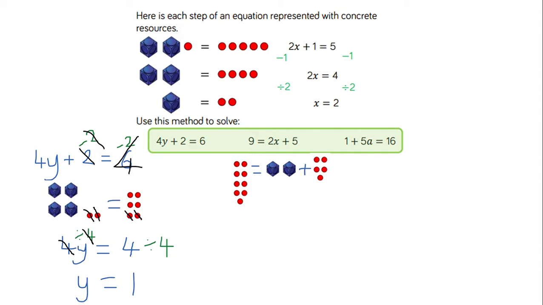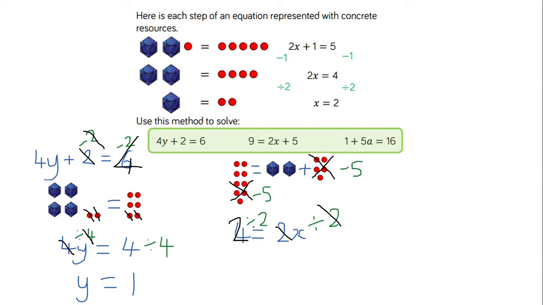So here we have 9 equals 2x plus 5. I want to get rid of this 5 here. I'm going to cross those 5 out. I'm going to cross them out here, I'll get rid of them completely, but I need to cross them out from this side to keep my equation balanced. So now I can see that I've taken away the 5 from both sides. So now I can see that I've got 4 equals 2x.